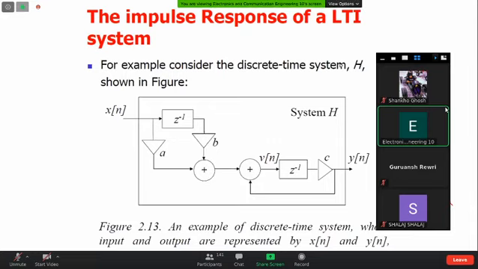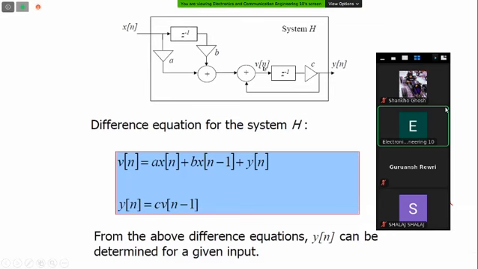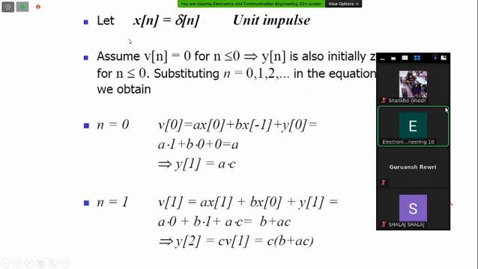Now, what is my y[n] actually? y[n] is c times v[n minus 1]. This is how I can represent it. This is the difference equation. This system is a discrete time system. And I earlier told you, every discrete time system will be represented by a difference equation, not by a differential equation.